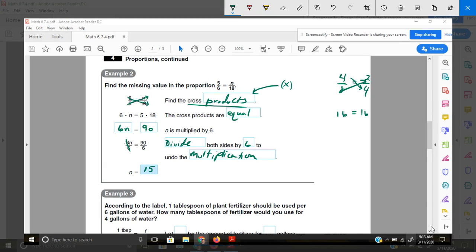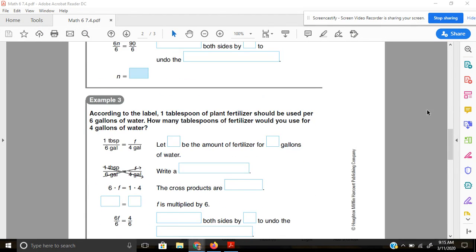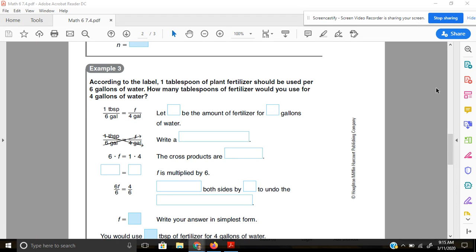So let's double check that. What that's saying is 5/6 is equal to 15/18. Remember, one other way we can check these is saying, am I multiplying by the same on top and bottom of my proportion? Well, 5 times 3 is 15, and 6 times 3 is 18. So yes, that's a true statement. All right, let's scroll down here and look at the last example.